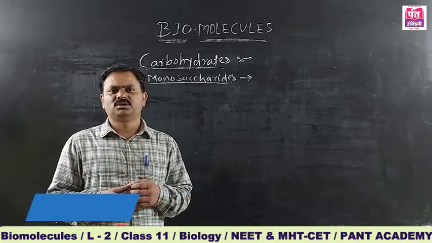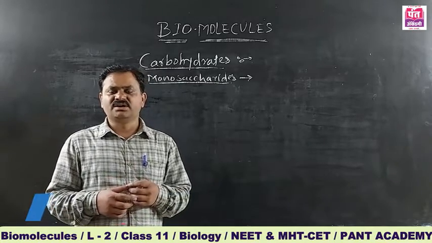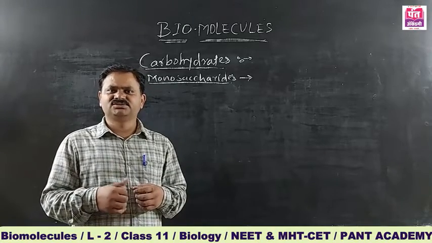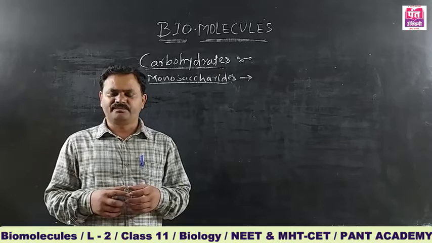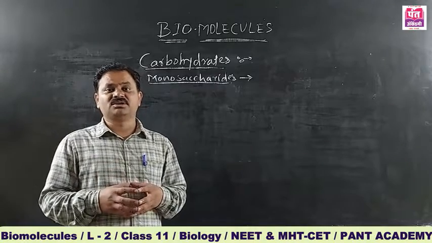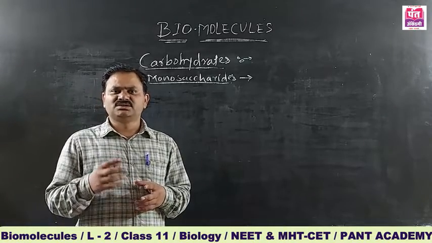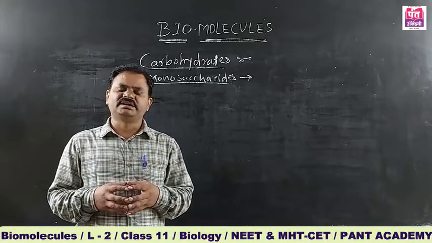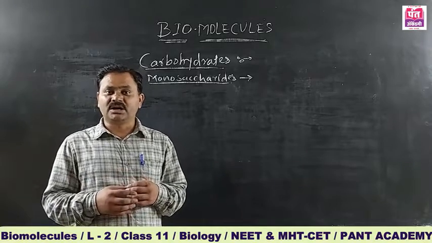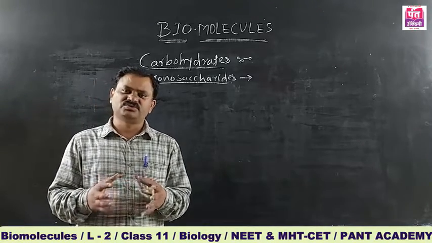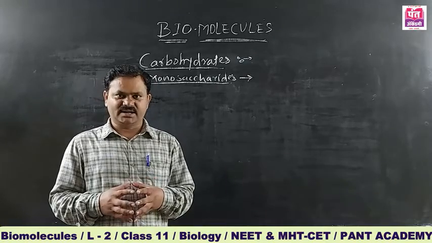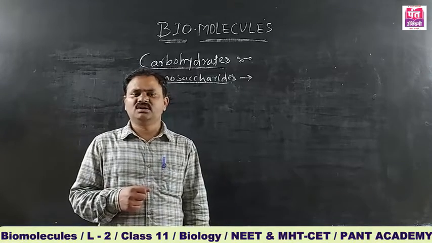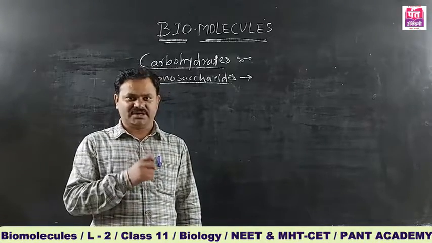Containing 4 carbon atoms, it is a tetrose. 5 carbons, a pentose. 6 carbons, hexose. 7 carbons, heptose. And we also discussed in detail the different examples and the general formula of those different kinds of monosaccharides. So today we are going to discuss the next important classification of monosaccharides.